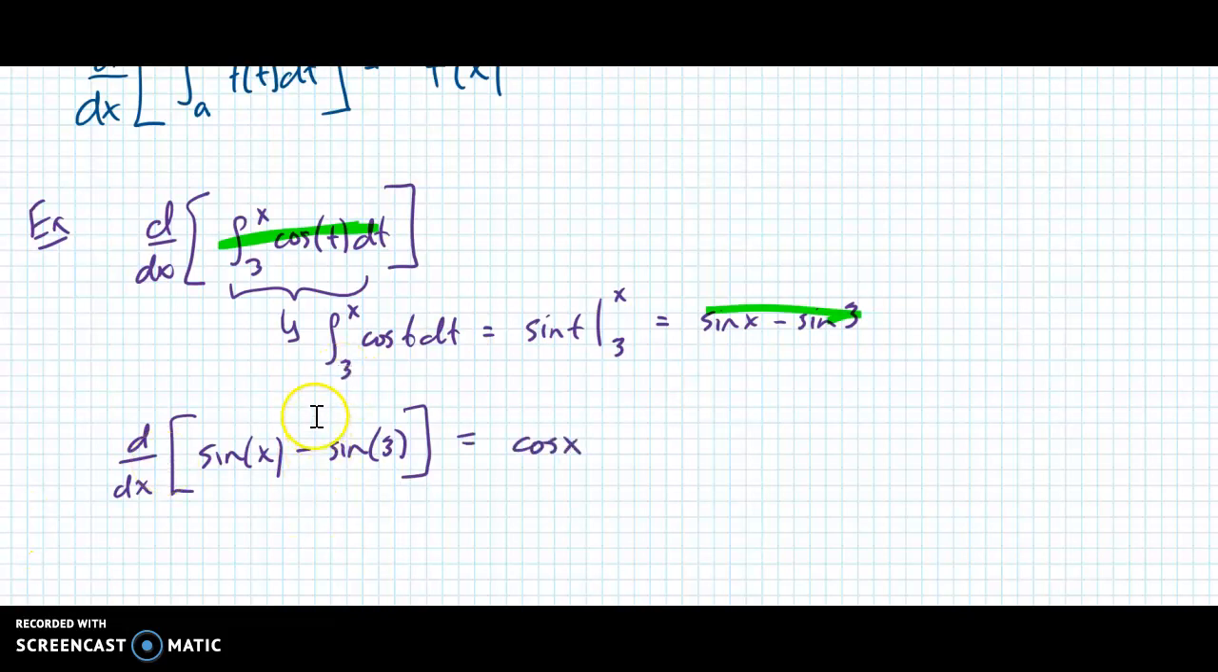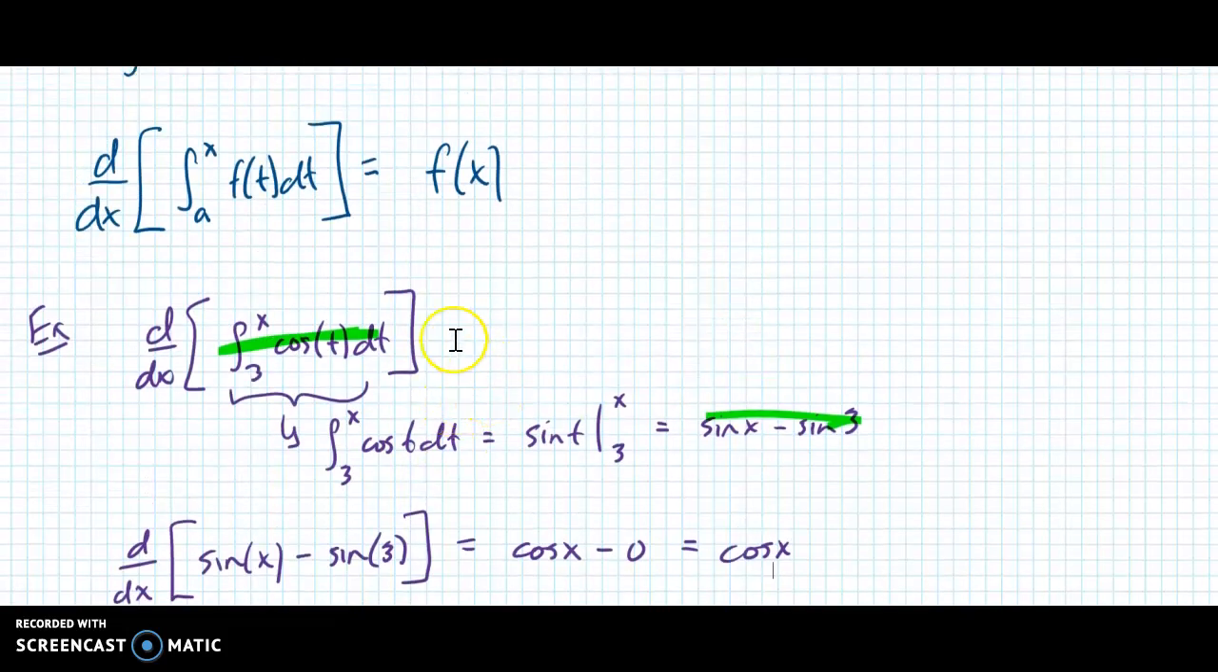And then this is a spot where people sometimes write cosine of 3. But it's not. Remember, sine of 3, you could type that into your calculator and hit enter, and you will get a number. This is a number. It is not changing as x changes. So, therefore, the derivative of it is 0. So I get minus 0, which is just cosine of x.